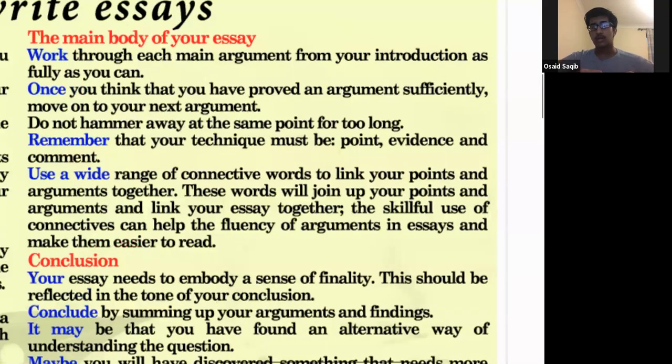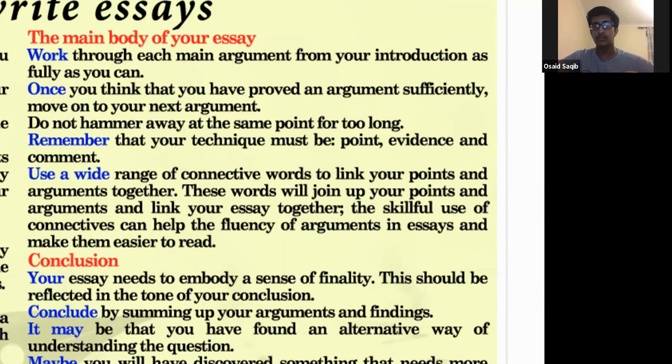So let's read through the main body of your essay, please. Work through each main argument from your introduction as fully as you can. Once you think that you have proved an argument sufficiently, move on to your next argument. Do not hammer away at the same point for too long. Remember that your technique must be point, evidence, and comment. Use a wide range of connective words to link your points and arguments together. These words will join up your points and arguments and link your essay together. The skillful use of connectives can help the fluency of arguments in essays and make them easier to read.